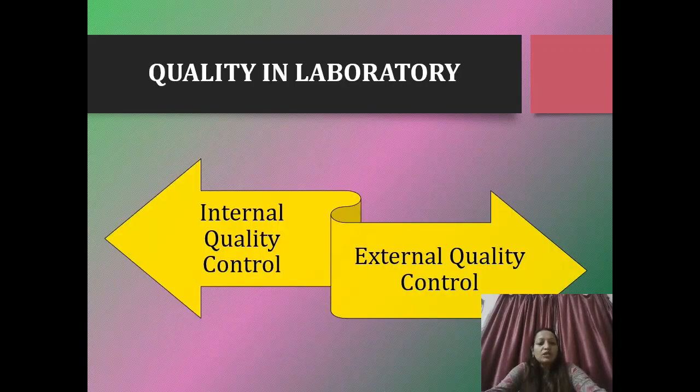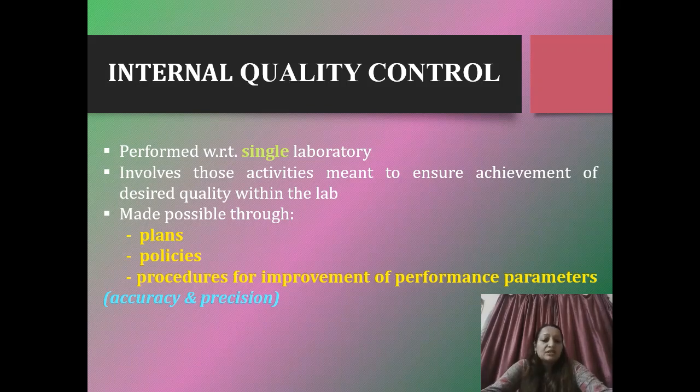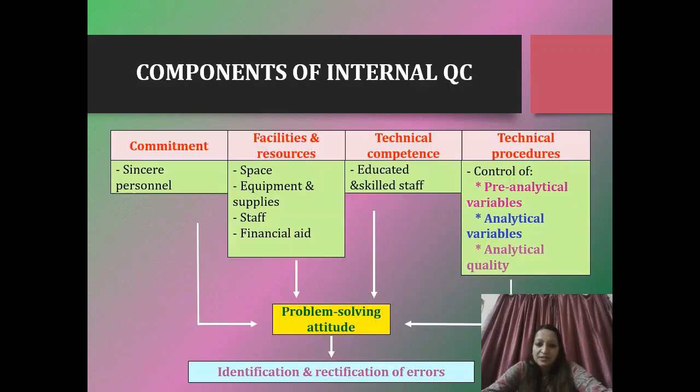So quality can broadly be divided into two segments: the internal quality control and the external quality control. Internal quality control involves quality elements with respect to a single laboratory, and it involves those activities which are meant to ensure achievement of desired quality within the lab. And this can be made through 3 P's. What are the 3 P's? Plans, policies, and procedures for improvement of the performance parameters.